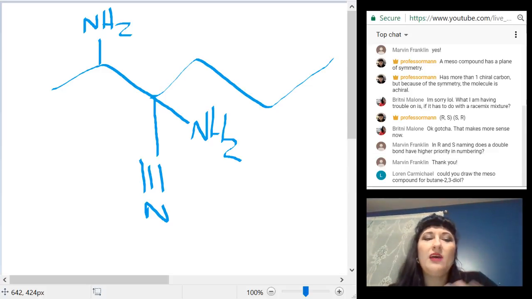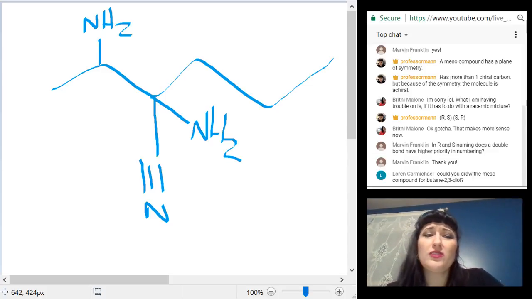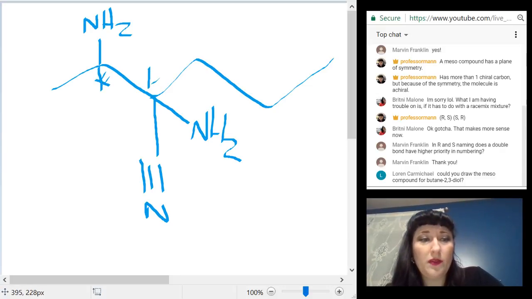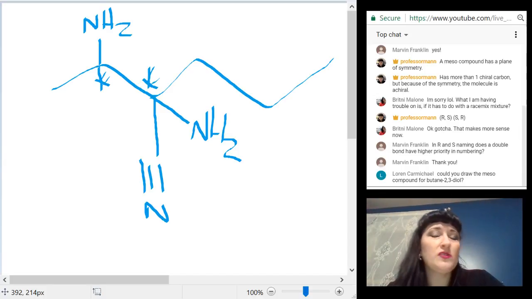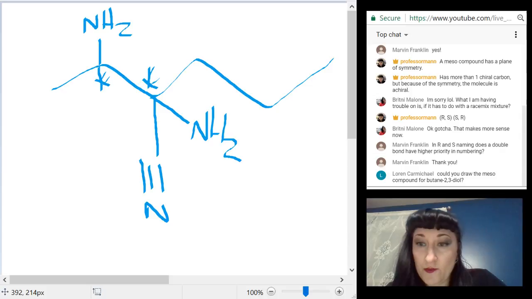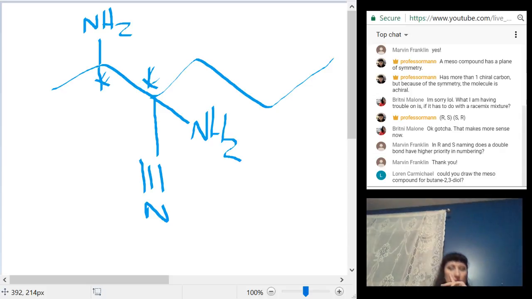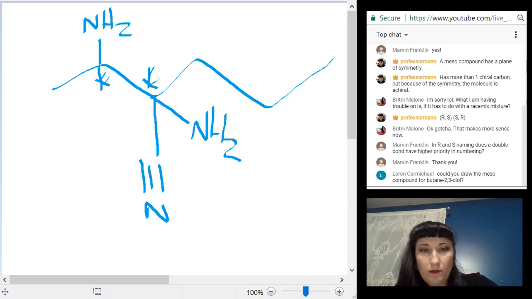So what I have here is a molecule. There are technically two chiral carbons here. There's one there, and there's one there. I did not give you any stereochemistry for those. I just wanted you to think of the priority rules for that. As in, which one has priority over the others.